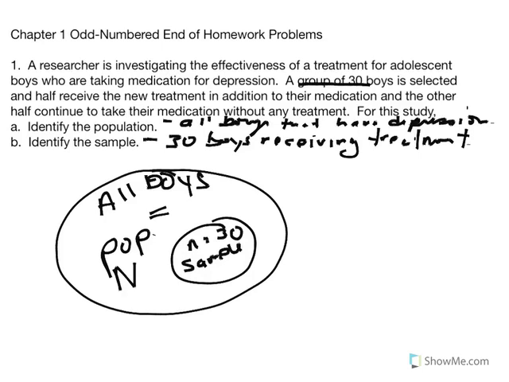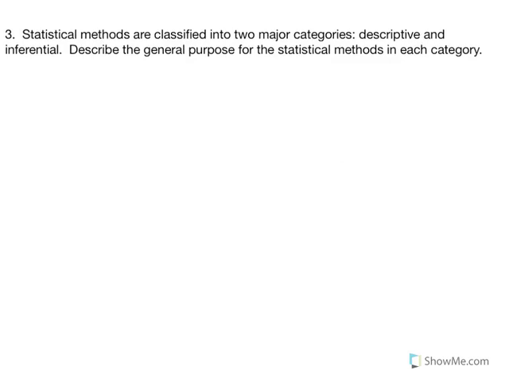Okay, all right, let's go on to the next one. Statistical methods are classified into two major categories, descriptive and inferential. Describe the general purpose for the statistical methods of each category. So we can think of descriptive versus inferential.